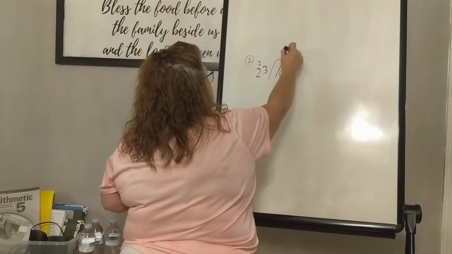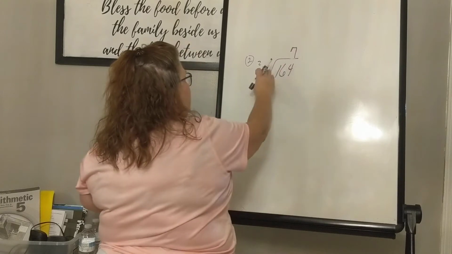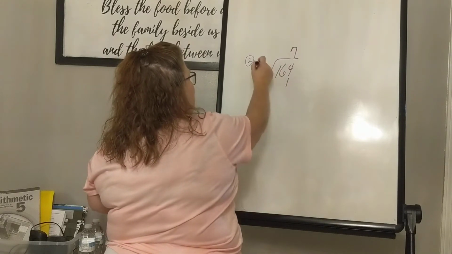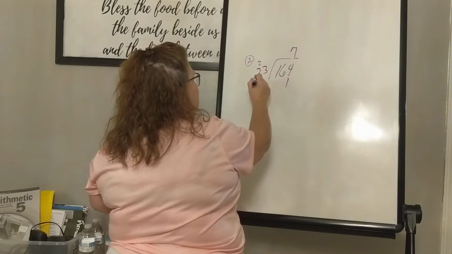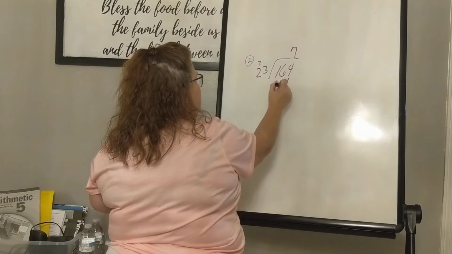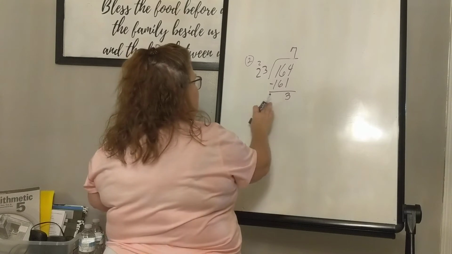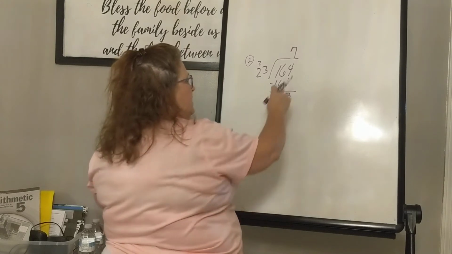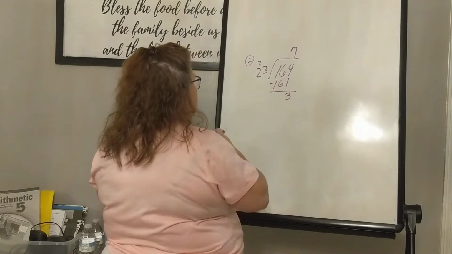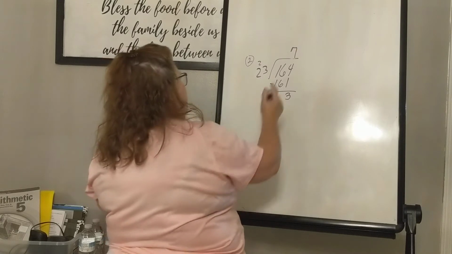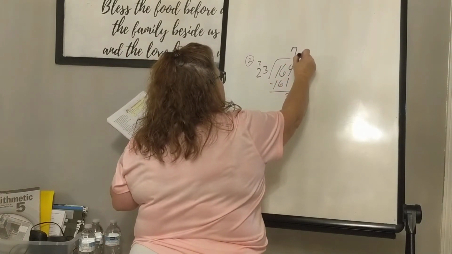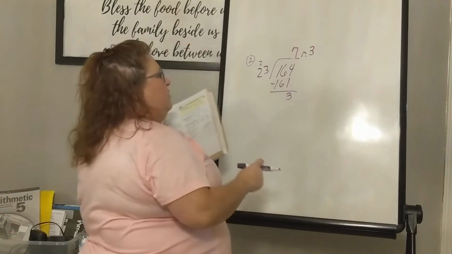So we'll put our 7 up here. We'll change it to 7. 7 times 3 is 21. Put 1 down, carry our 2. 7 times 2 is 14, plus 2 is 16. 4 minus 1 is 3. Is 3 smaller than our divisor? It is. Is there anything else to bring down? It is not. So that is our remainder. And we don't have to write it as a fraction. We just write remainder 3.